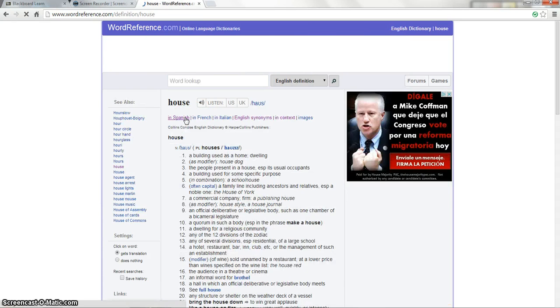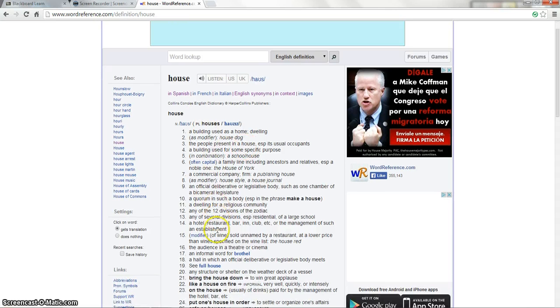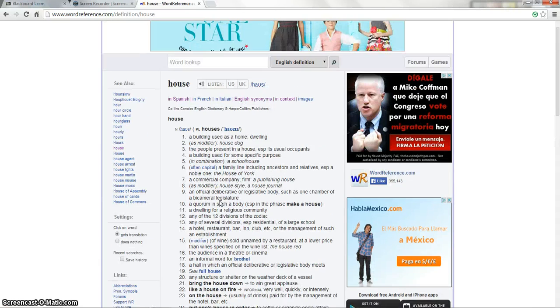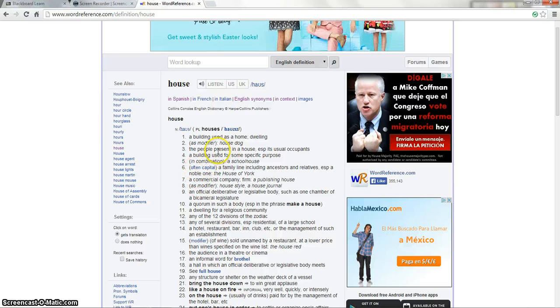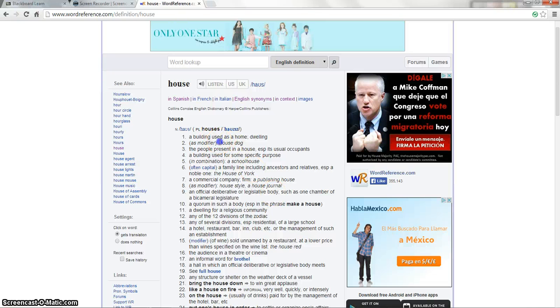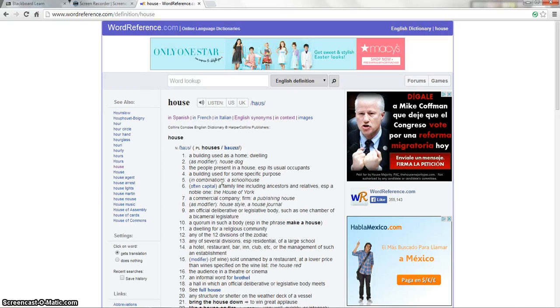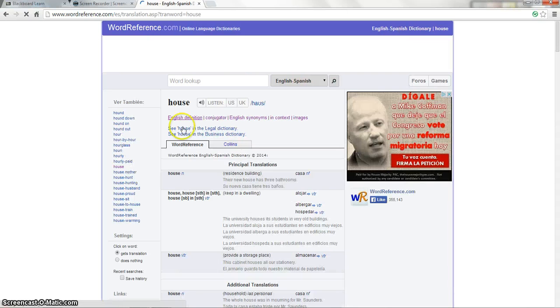So going to the English definition, it gives you a whole bunch of definitions, which was like that other section we were at right now. So it's a building used as a home, the people present in a house, a house as in a house dog. So that's not very helpful, but the point is that there are different examples to use. So you go back, you go in Spanish right here, and it takes you back to this page.